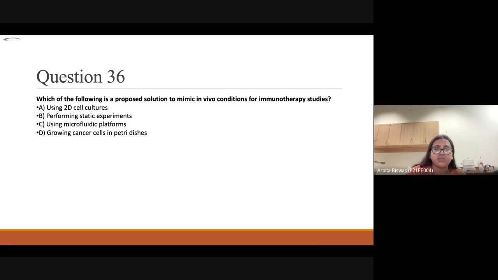Which of the following is a proposed solution to mimic in vivo condition for immunotherapy studies? So first is using the 2D cell cultures. The second option is performing a static experiment. The third option is using the microfluidic platforms, and fourth option is growing cancer cells in petri dishes. So right option is option C, using the microfluidic platforms.